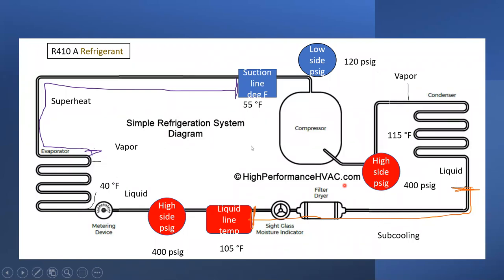Now, again, the superheat generally is going to be set. You can adjust it. But the subcooling, on the other hand, is based off of the manufacturer's recommendation. So you go to the chart, look on the data plate on the system, and it'll tell you on there, this is the required amount of subcooling for this particular system.